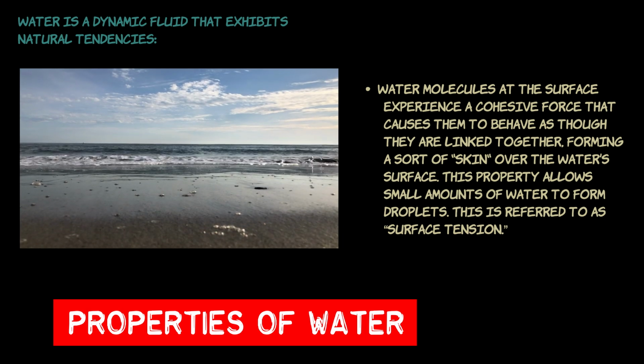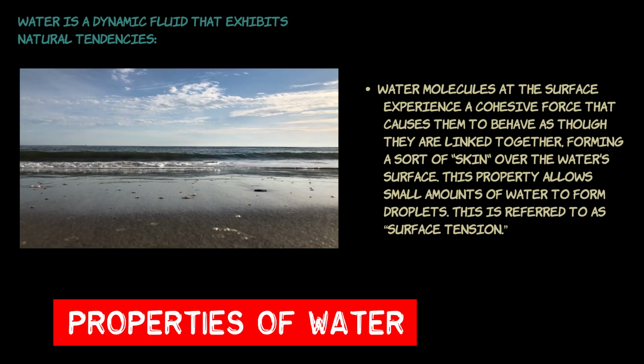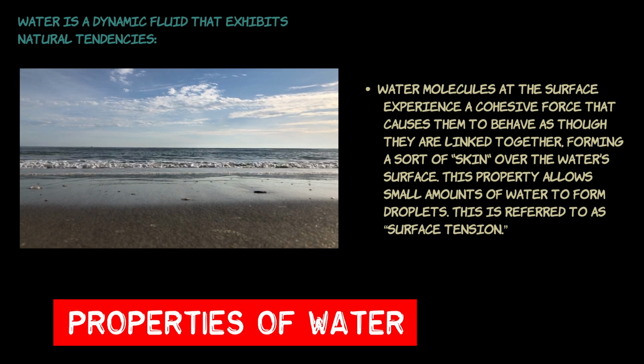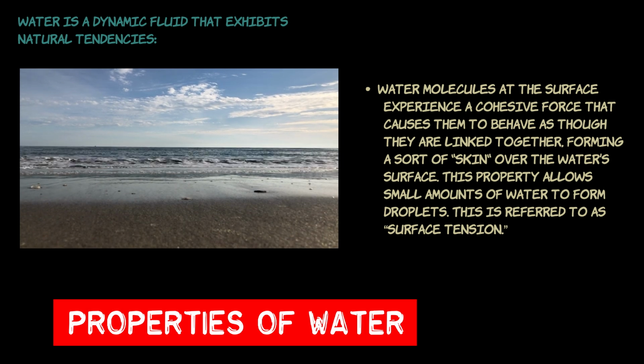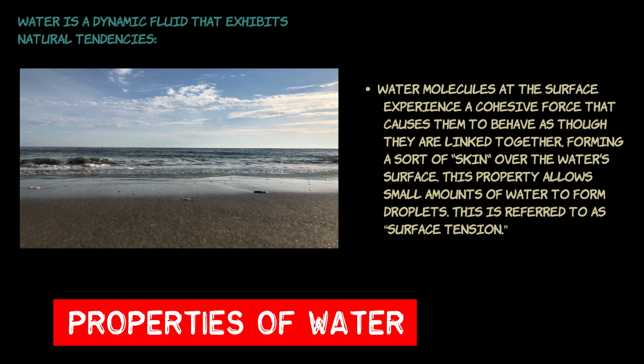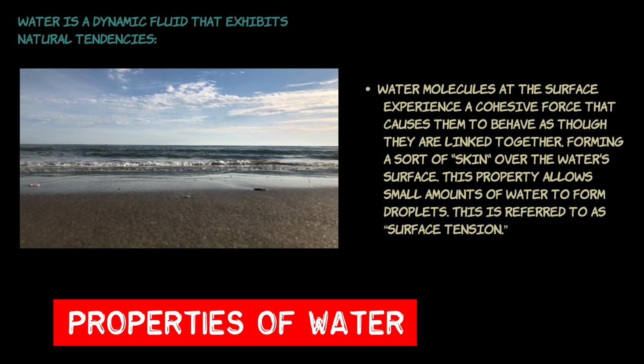Water molecules at the surface experience a cohesive force that causes them to behave as though they are linked together, forming a sort of skin over the water's surface. This property allows small amounts of water to form droplets. This is referred to as surface tension.